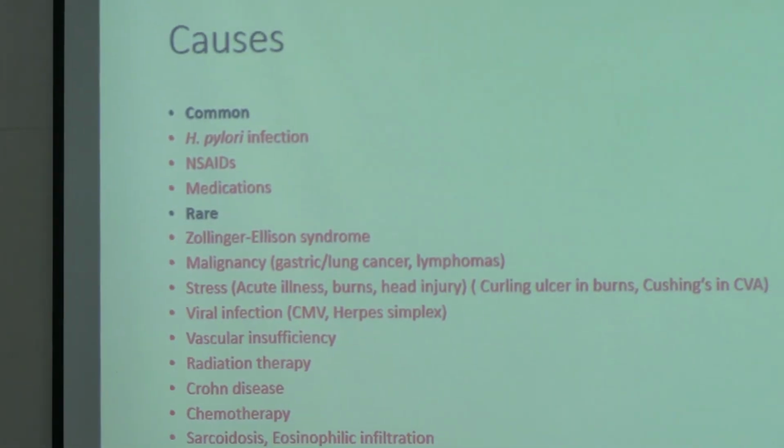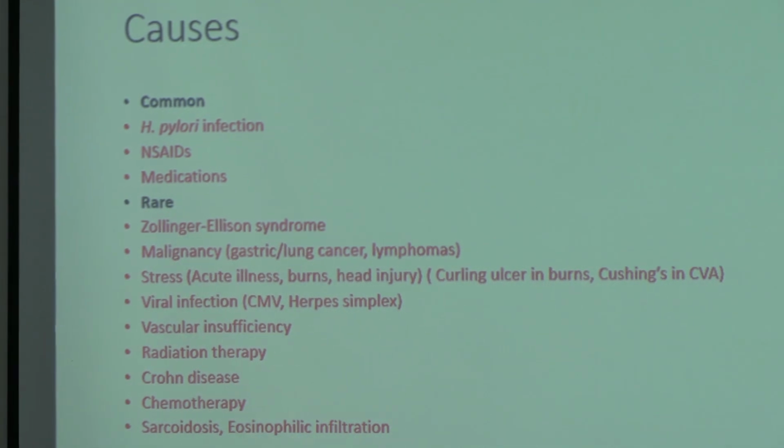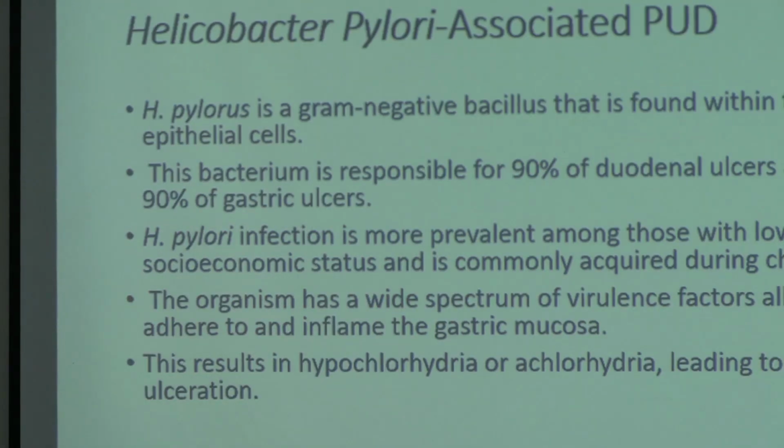Alright. Then there are certain viral infections. Cytomegalovirus and herpes simplex infection are there. That may also cause ulcers. This is important. You may have to know this, cytomegalovirus and herpes simplex. In times to come, radiation therapy, Crohn's disease, some chemotherapy, and infiltrations. You will gradually come to know this. These are the rare causes for your peptic ulcer.